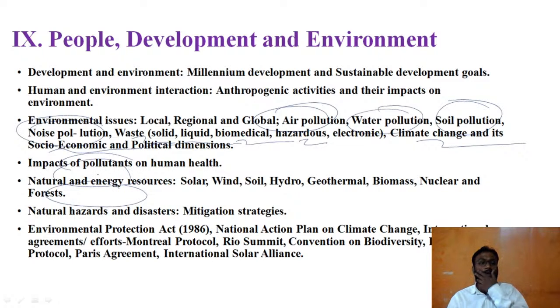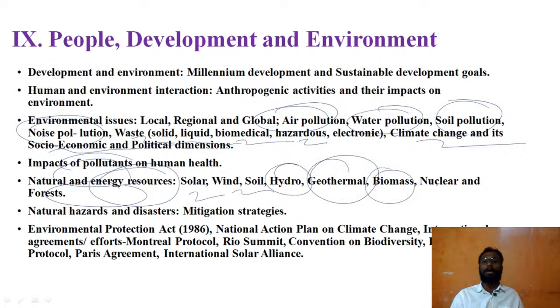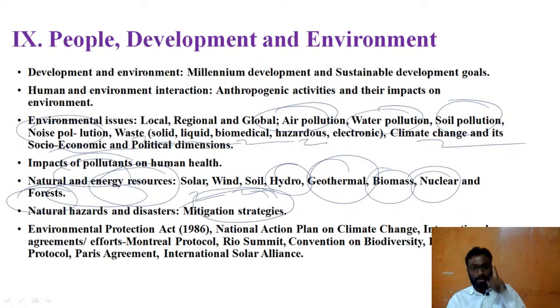Then after, natural and energy resources. It might be solar, wind, soil, hydro, geothermal, biomass, nuclear and forest. All these things are part of natural and energy resources. You may get one question from energy resources. Natural hazards and disasters, and mitigation strategies. On natural hazards and disasters, you will be getting 100% one question. Then the Environment Protection Act. For your kind information, you will be getting an assertion and reasoning.